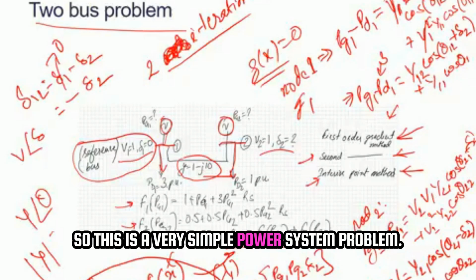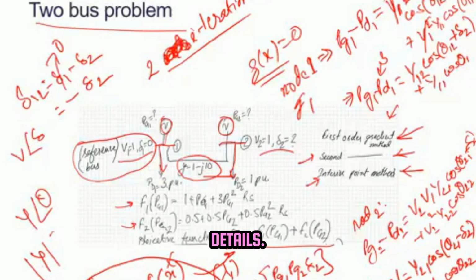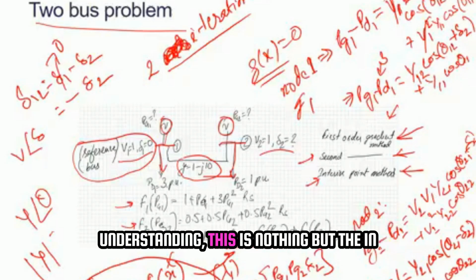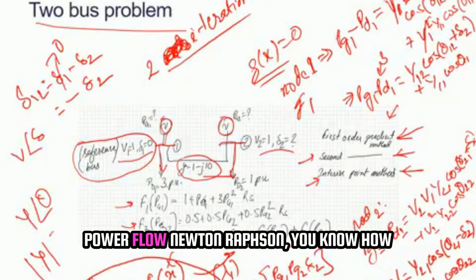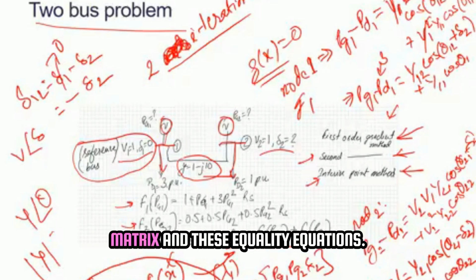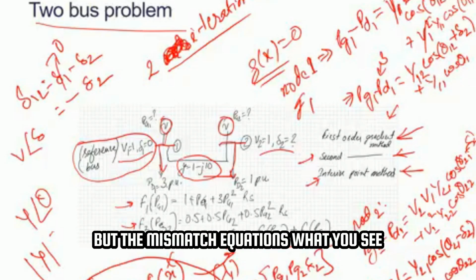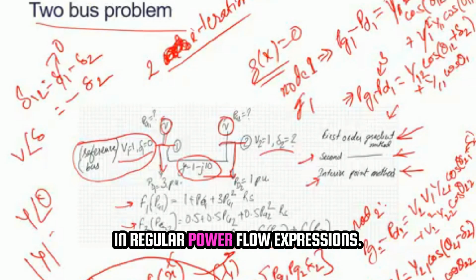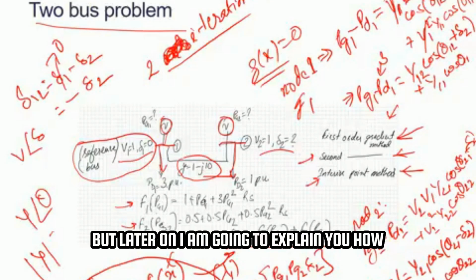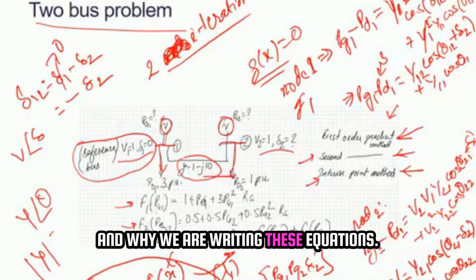So this is a very simple power system problem. Details I am going to tell you later on how these equality constraints are coming. But this is just for your understanding. This is nothing but the power flow, Newton-Raphson, you know how to form the admittance matrix and these equality equations. So basically this is nothing but the mismatch equations that you see in regular power flow expressions. So I'm writing this from there, but later on I am going to explain how and why we are writing these equations.